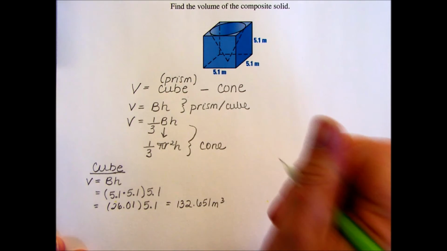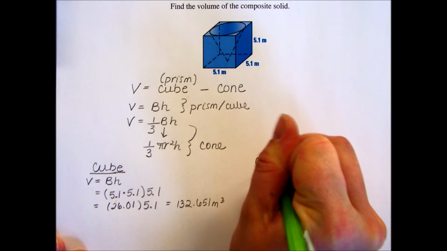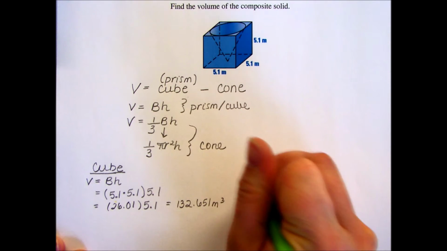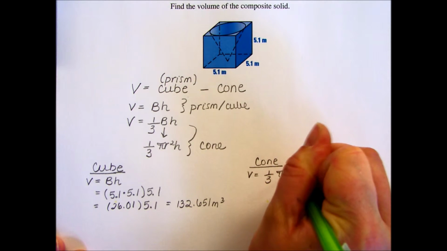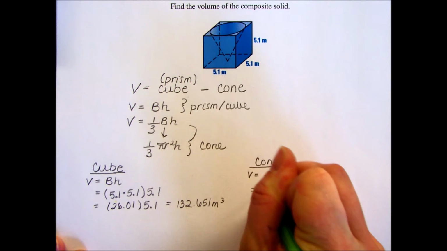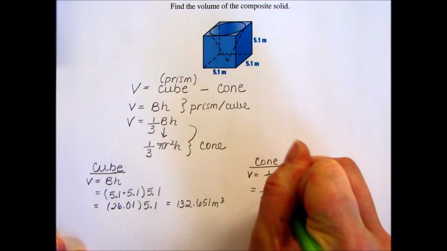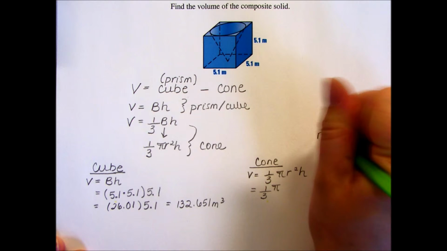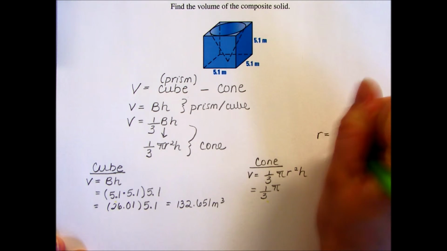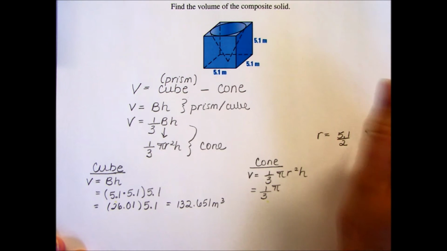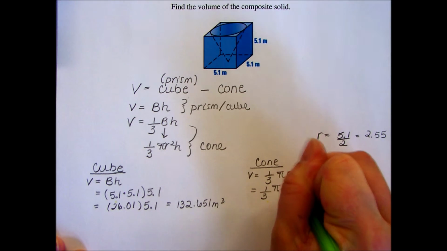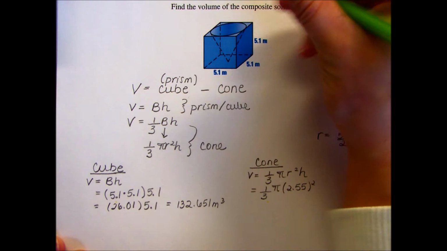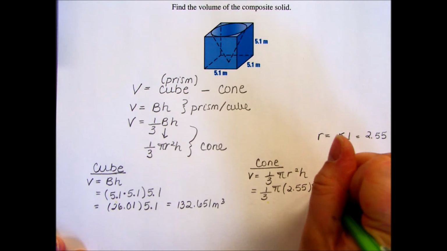After you've completed that part, you're going to want to find the volume of the cone that is being removed from the cube, and you're going to use your formula: volume equals 1/3 pi r squared times height. And in this case, in order to find your r value, your radius, you would have to take half of your cube side length. So half of 5.1 is 2.55. You'll want to take 2.55 and replace r in your formula. You will then want to take 5.1 and replace h in your formula.